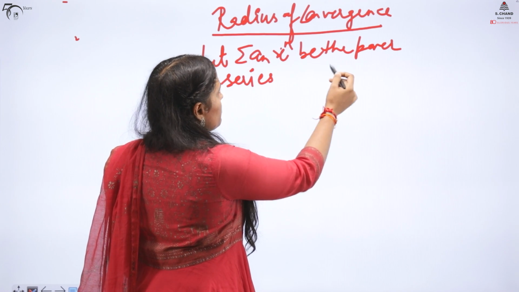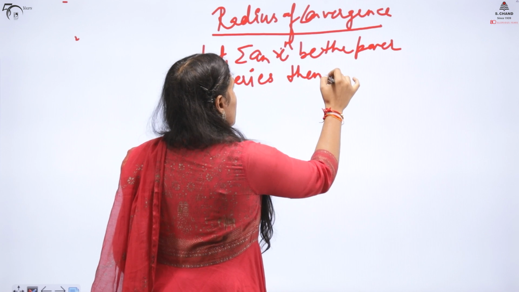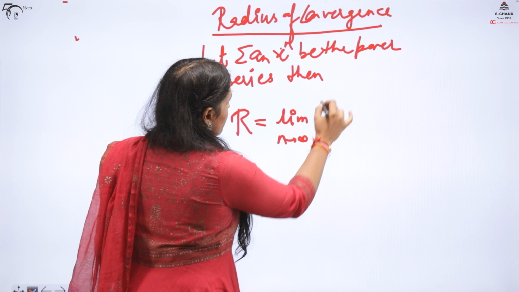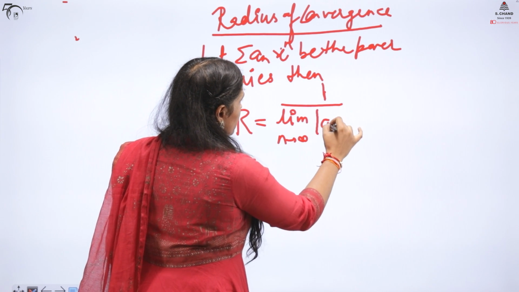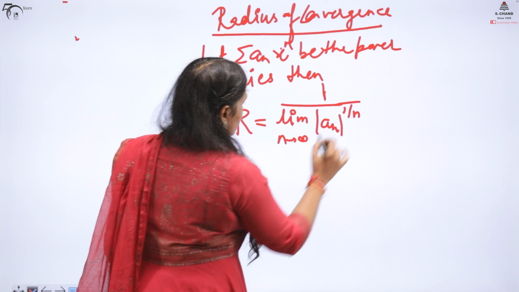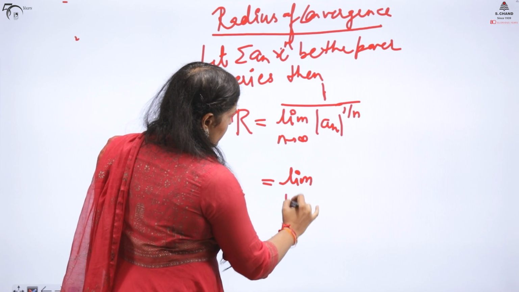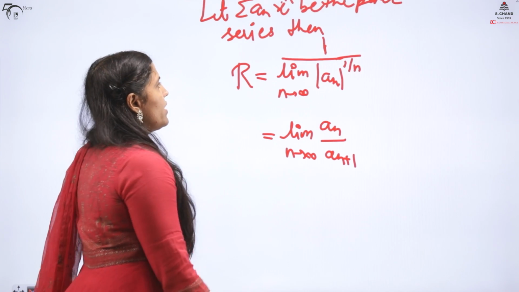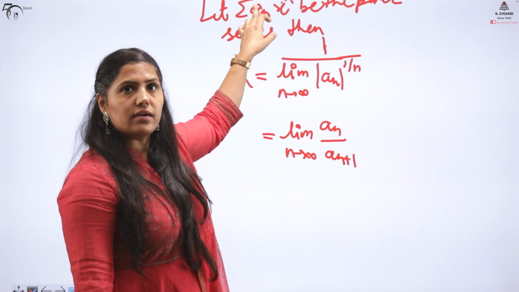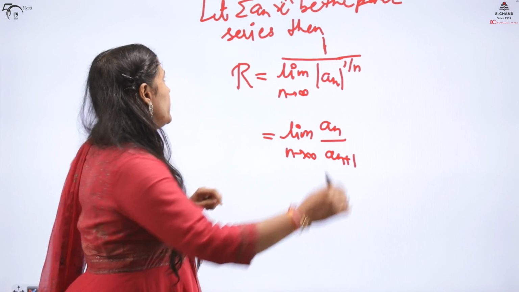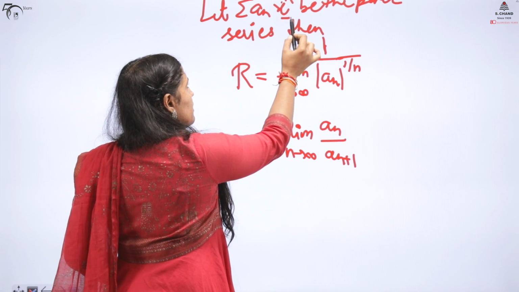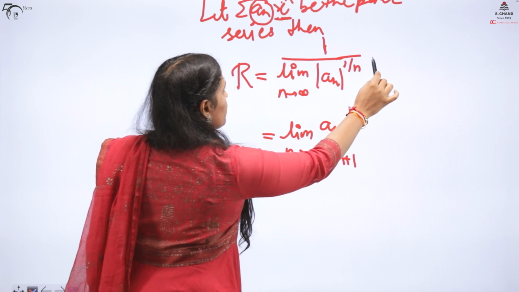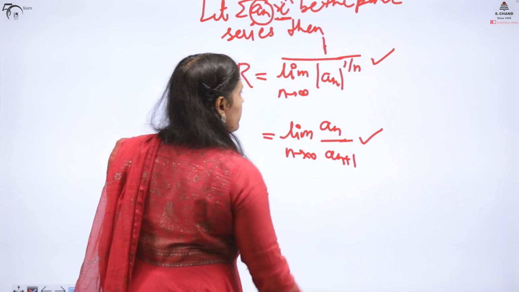So let summation be the power series, then R is equal to, there are two formulas for this, one upon this is one formula, then the other is this. It means आपके पास एक पावर सीरीज अगर है, just see the nth term coefficient only. xn means the nth term, आप उसके कोफिशिएंट को सिर्फ देखोगे, and then whichever formula you find comfortable or applicable.